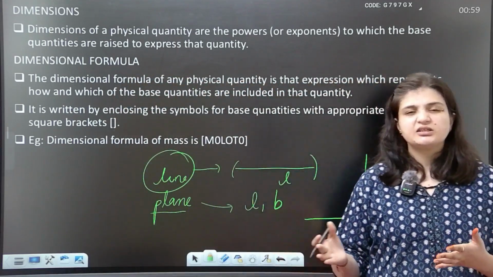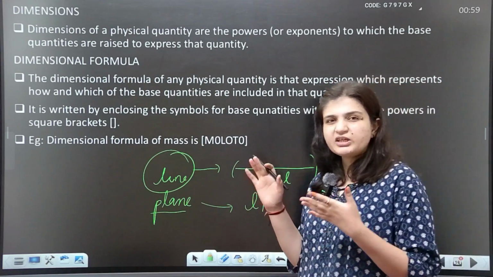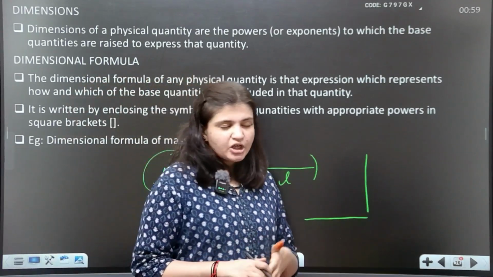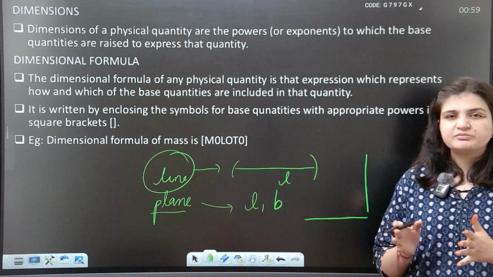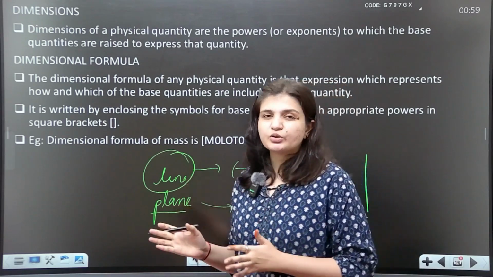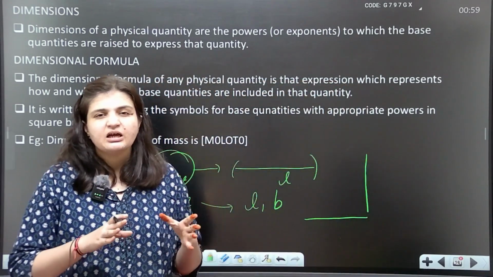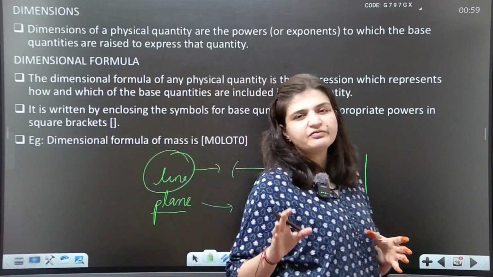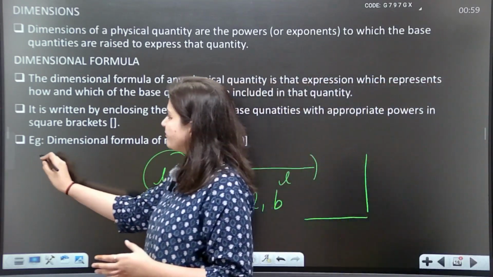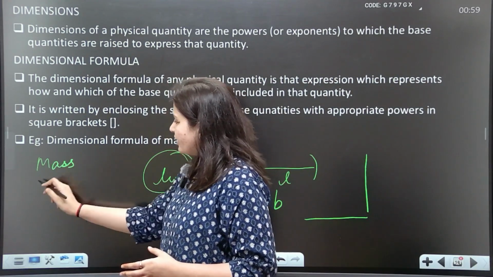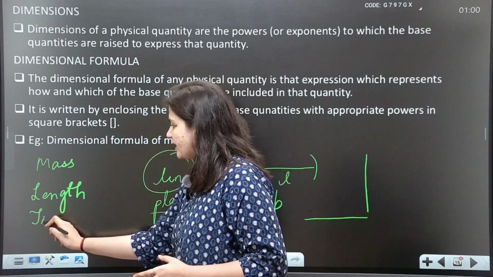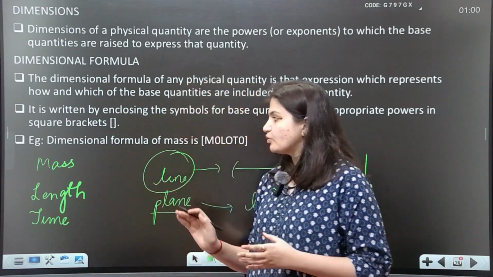Then in 1863 Maxwell gave the concept of dimensional analysis in physics, for mass, length and time. So firstly it was only in maths, but around 1863 Maxwell gave the dimension concept in physics. We have studied that mass, length and time are the base quantities.